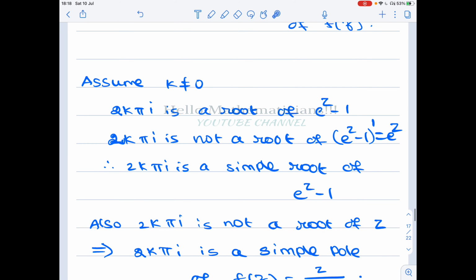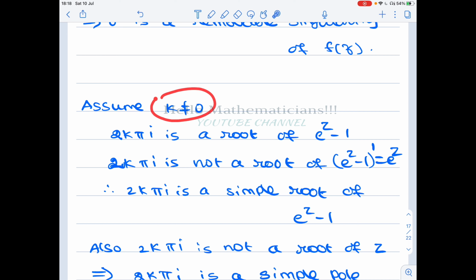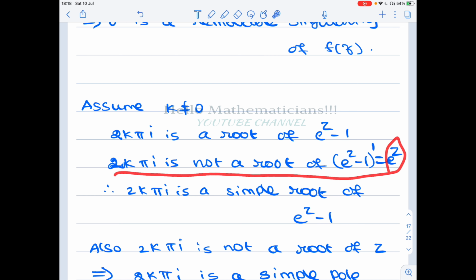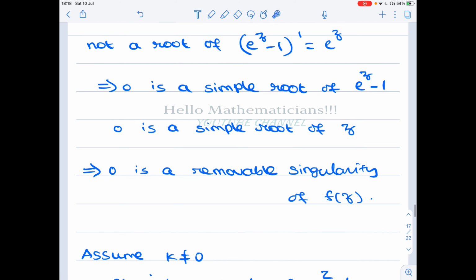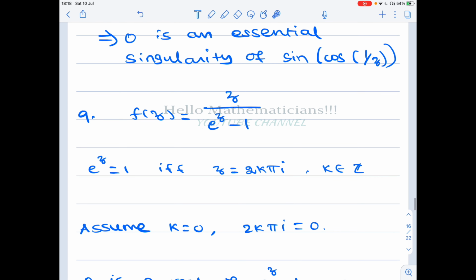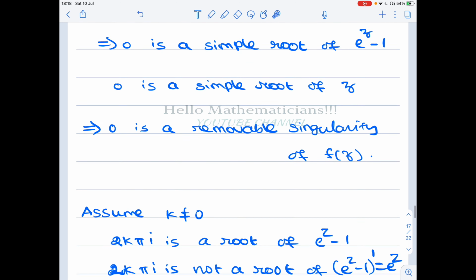Let's continue. Again, if k is not equal to 0, the same argument applies. 2k pi i is a root of e power z minus 1, but it is not a root of its derivative e power z. Therefore, 2k pi i is a simple root of e power z minus 1. In the case of 0, 0 is a root of both numerator and denominator. But in the case of 2k pi i with k not equal to 0, it is a root of the denominator only, and it is a simple root. Therefore, it will be a pole of order 1.